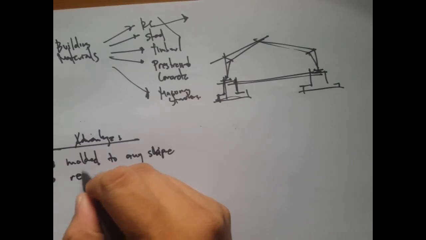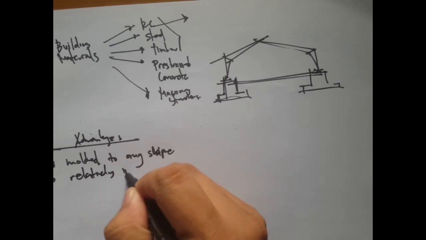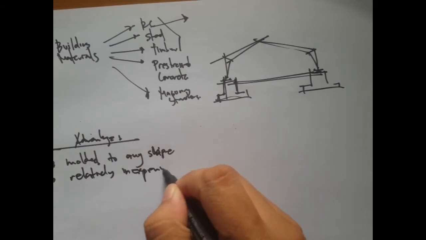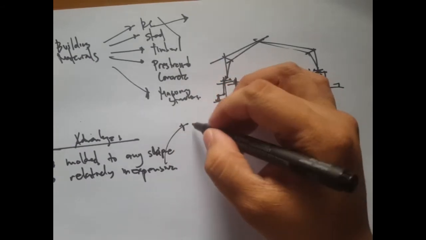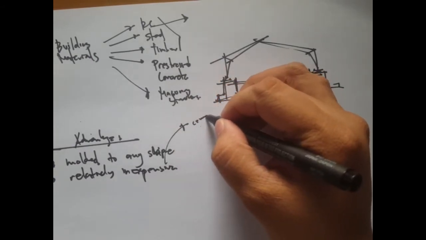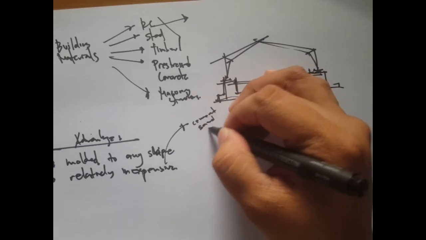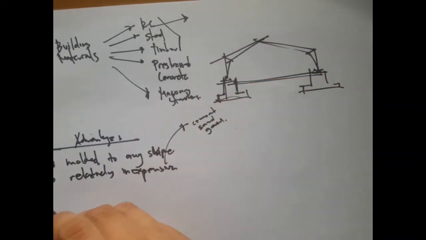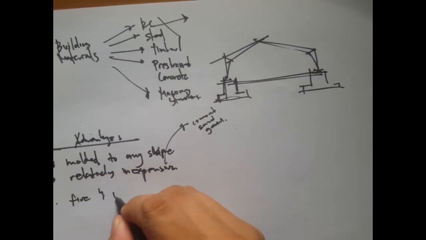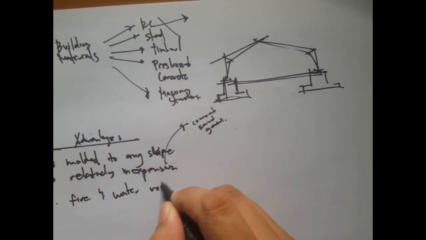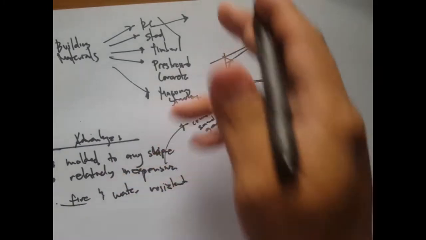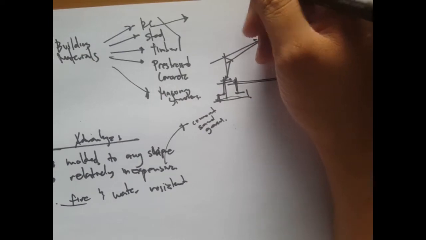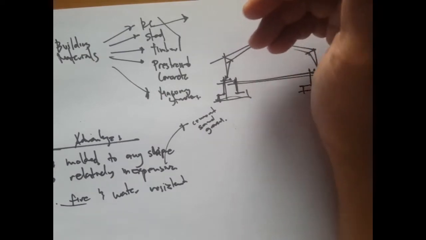The next is the materials required for concrete are locally available and relatively inexpensive. Recall that the materials are simply sand, cement, and gravel. And then fire and water resistance. It is fire resistant compared to timber structures.